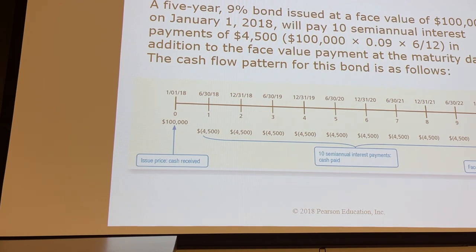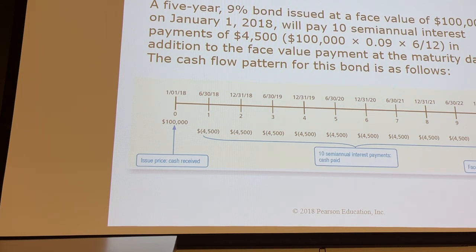Here's an example. It says a 5-year 9% bond is issued at a face value of $100,000. Now, it's probably $1,000 per bond, but this just means that they issued 100 of these $1,000 bonds on January 1st, 2018, and they'll pay 10 semi-annual interest payments of $4,500. And in fact, interest on most bonds is paid semi-annually. In my lab, you'll have to read each problem to see, do they tell you that the interest will be paid semi-annually, or that it will be paid annually?